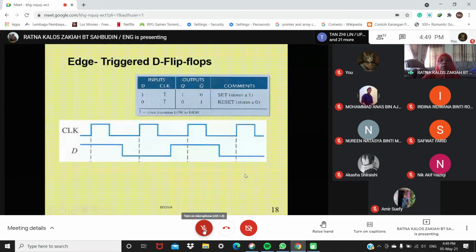Now look at this example here. Edge triggered D flip-flop. Can you draw the Q response for the given clock and the input for D? Can you draw?